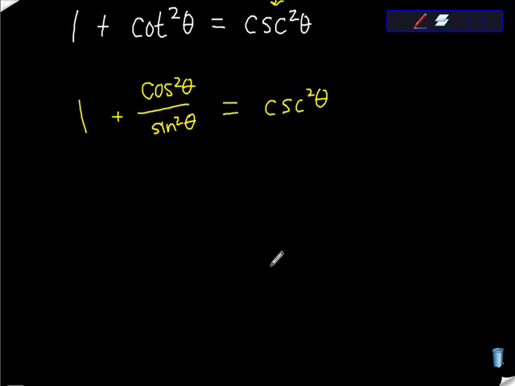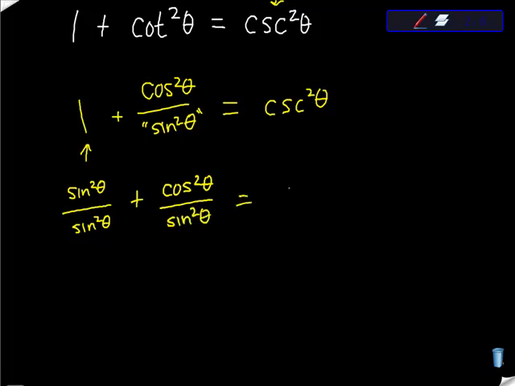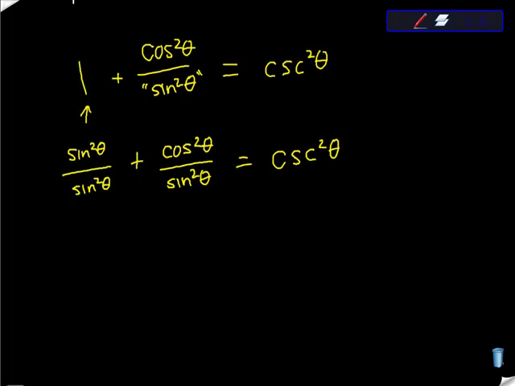This is where it got a tiny bit weird for me. I realized I had to add these together, so I'm going to replace my 1 with sine squared theta over sine squared theta. If you're wondering why I did that, it's because this denominator is sine squared theta, so I needed to make it the same. And sine squared theta over sine squared theta is just 1, isn't it? So this plus sign is this one. I have cosine squared theta over sine squared theta equal to the right side, which I didn't touch, so I just brought it down.